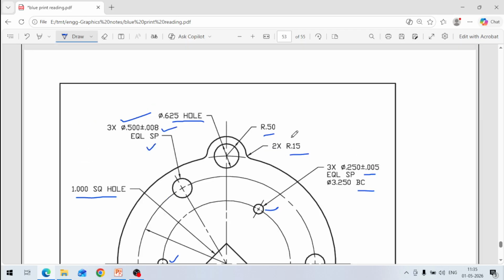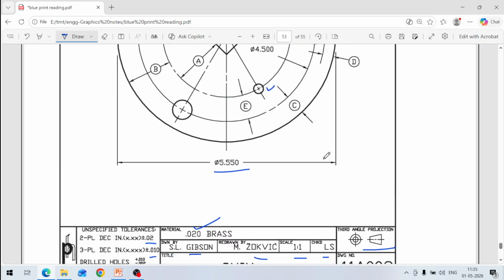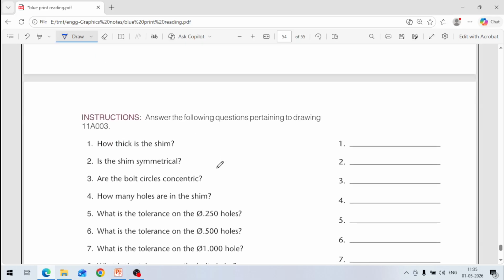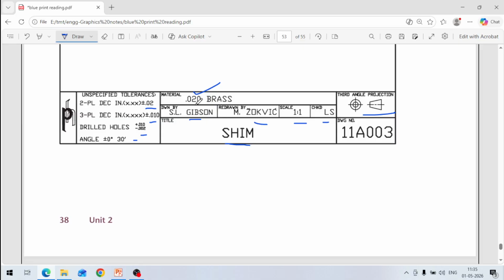So now if you see here in this SHIM, there are some questions. These are the questions. First question is: how thick is the SHIM? That means, what is the thickness of the SHIM? So the thickness of the SHIM is given here, 0.02 inch. This is the answer to the first question: 0.02 inch brass. This is the thickness of the SHIM. Okay.